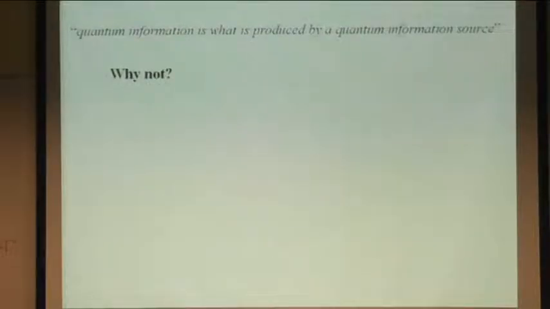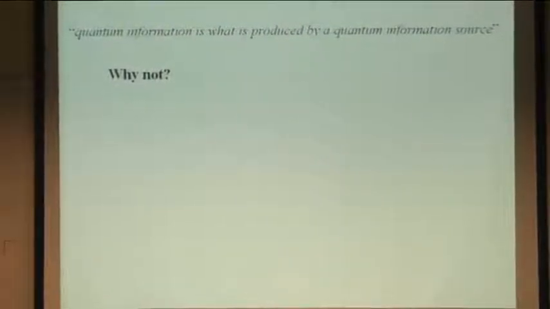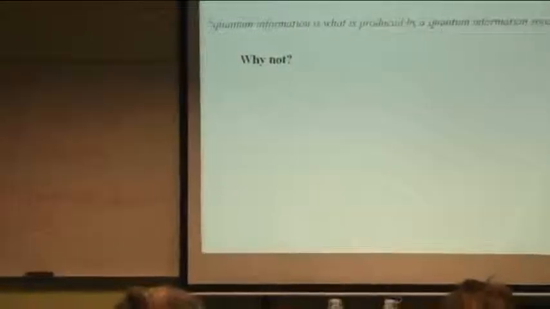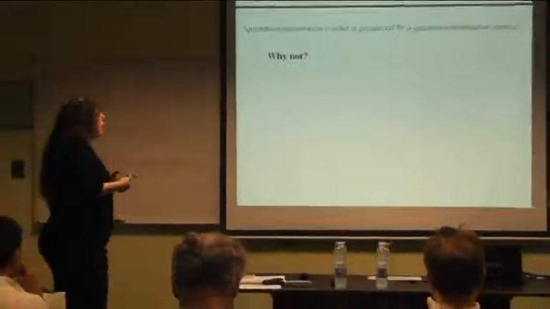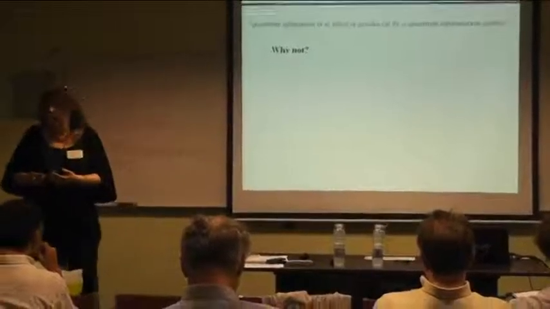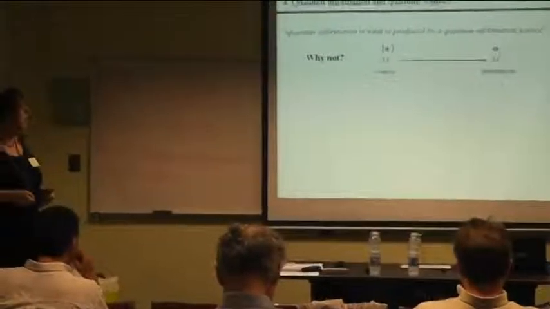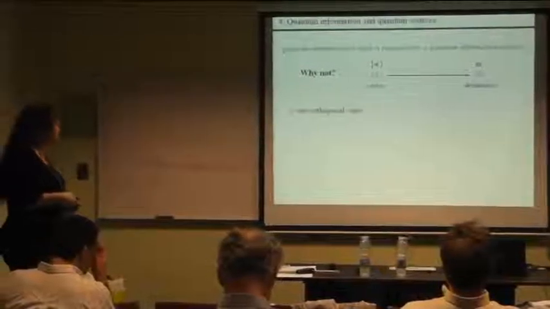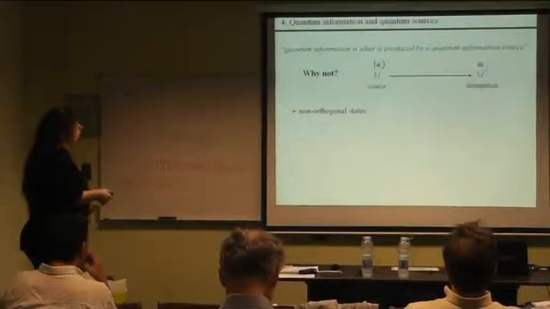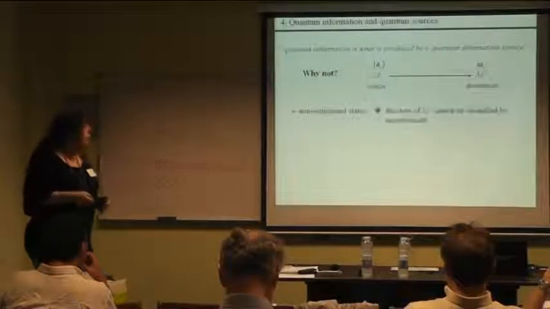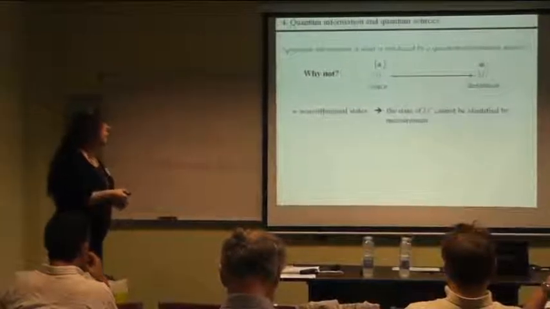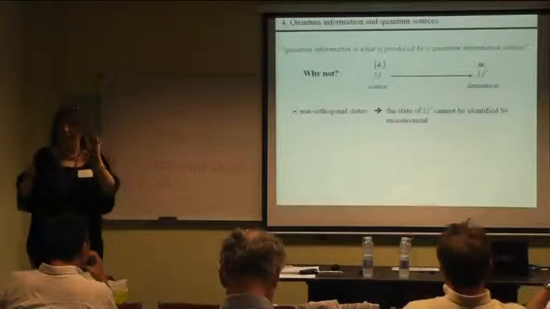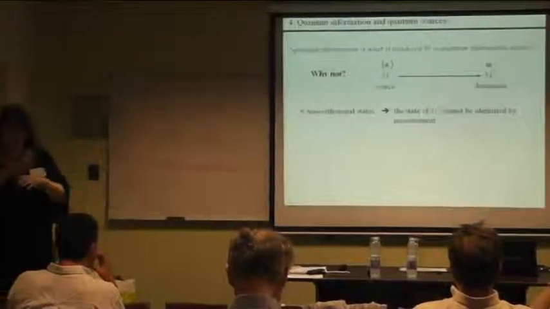Well, but somebody can ask, why not? We can say, okay, we can define a quantum source, like a quantum information source, as something that produces quantum states. Why not? This would be the case. But the fact is that the states may be non-orthogonal. So the state of M prime cannot be identified by measurement. We know that, because the states are not orthogonal.